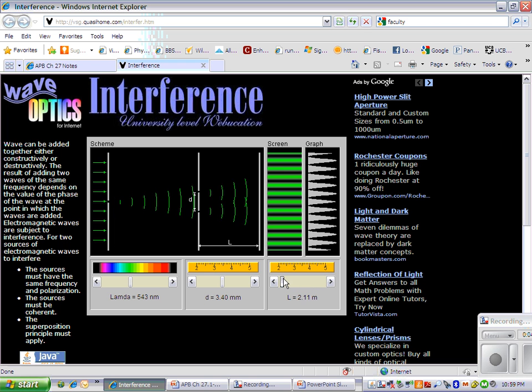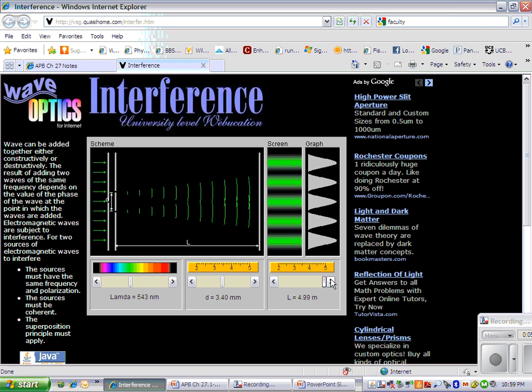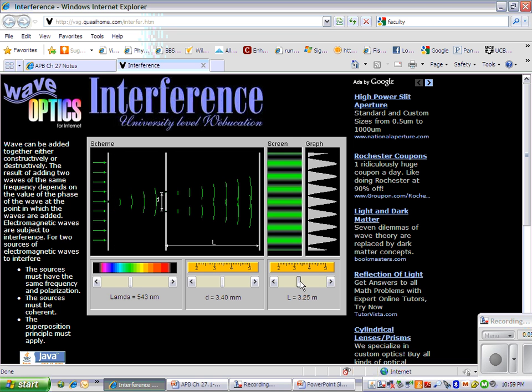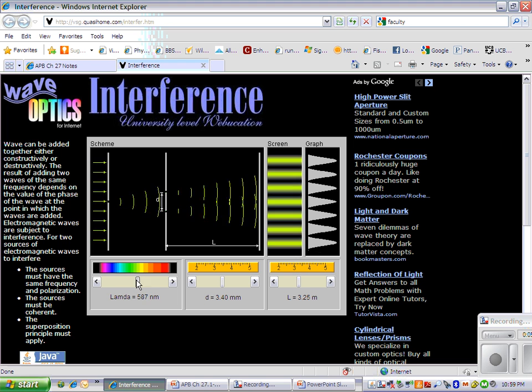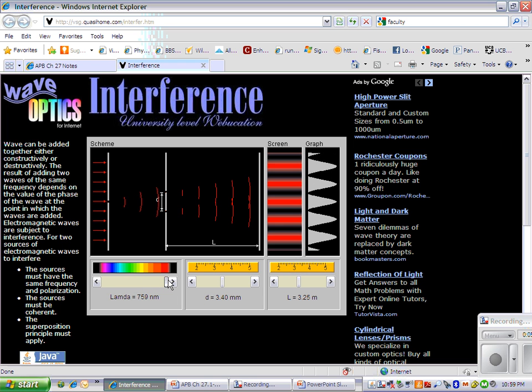Smaller, the x value becomes smaller, L becomes larger, the x value becomes larger. So that's a direct relationship. And then the lambda was a direct relationship as well. As the wavelength became larger, so did the x value, so did the distance between the constructive interference points.